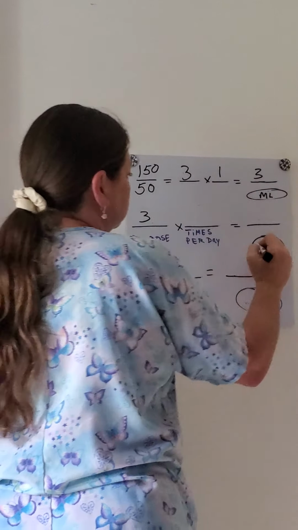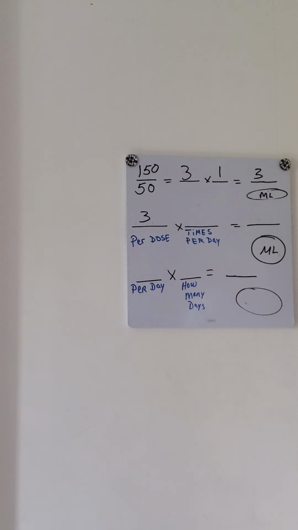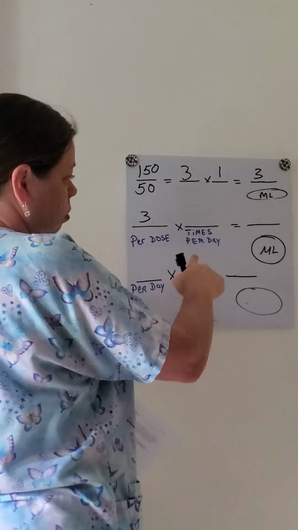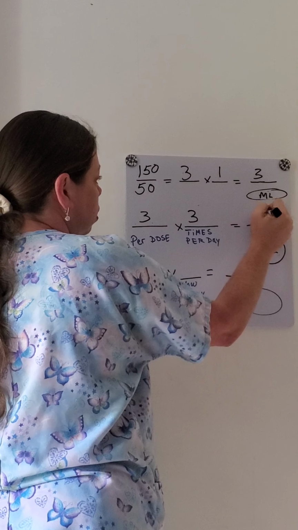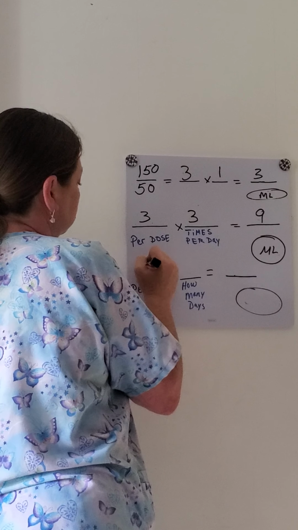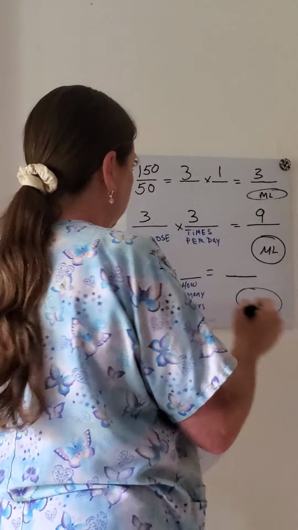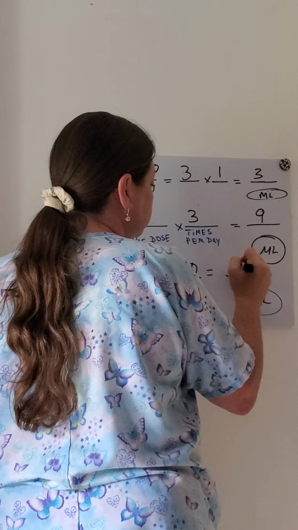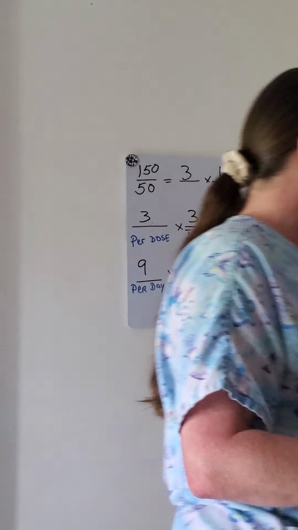3 ml per dose. How many times a day are we doing this? TID is 3 times a day. So 3 times 3 equals 9. 9 ml total for the day. Bring that down here. 9 mLs times how many days? 10 days. 9 times 10 equals 90. 90 mLs in that bottle.